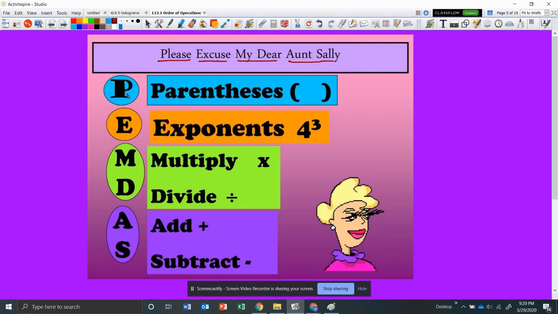The P is for the P of parentheses. The E of excuse is for the E in exponent. The M and the D go together. This is important. This is really just one step, multiplying and dividing. That's why they are together here inside this circle. And the same thing with adding and subtracting. Really, they are one step. So we want to make sure that we do adding and subtracting last, but we do it as one step.